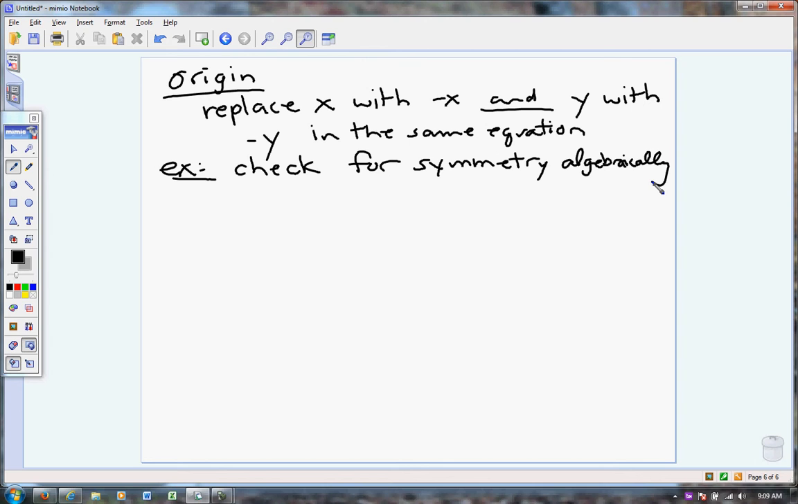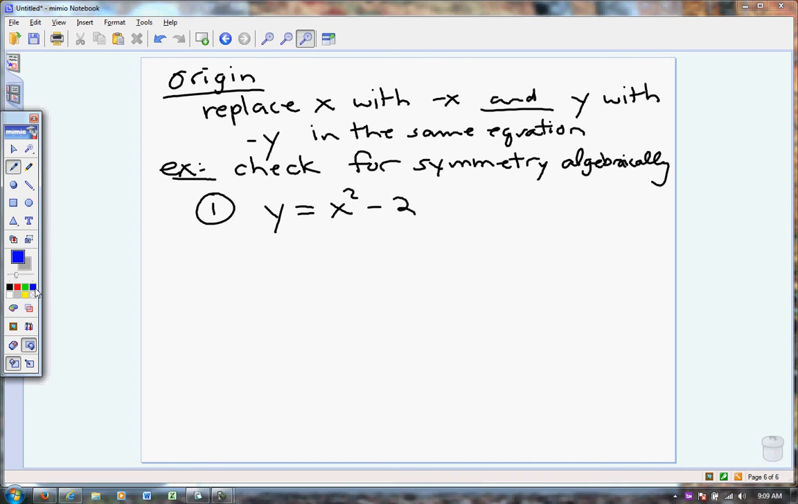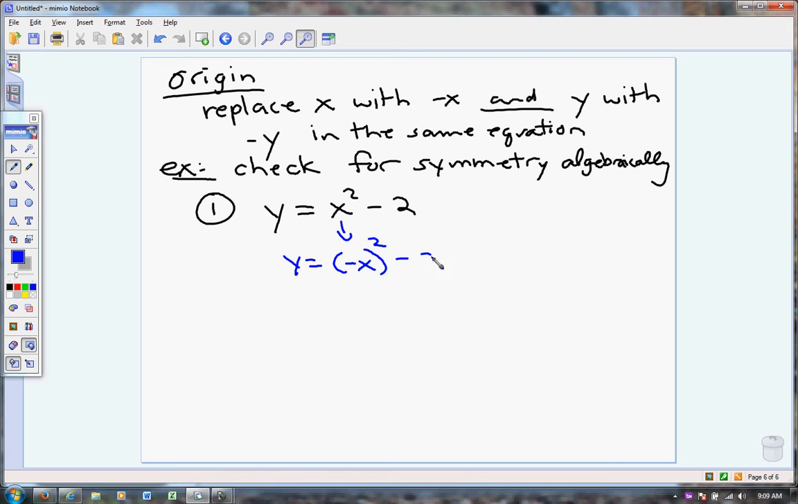And let's say they give you this function, y equals x squared minus 2. If I want to check that for symmetry algebraically, I just follow the tests. If I want to see if it's symmetric about the y-axis, then I replace this x with a negative x. And then I keep everything else the same. I still square it, I still subtract 2. And do I get the same thing?